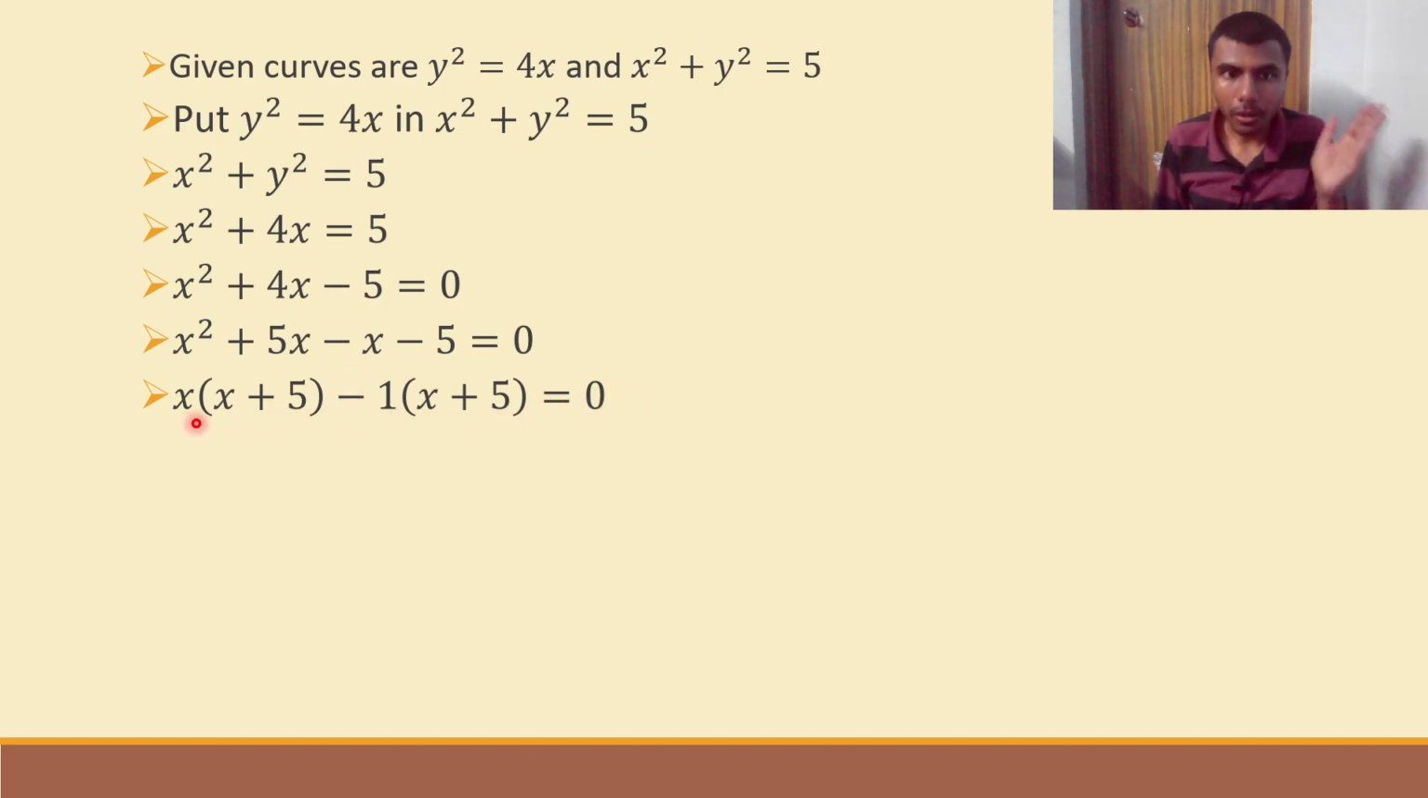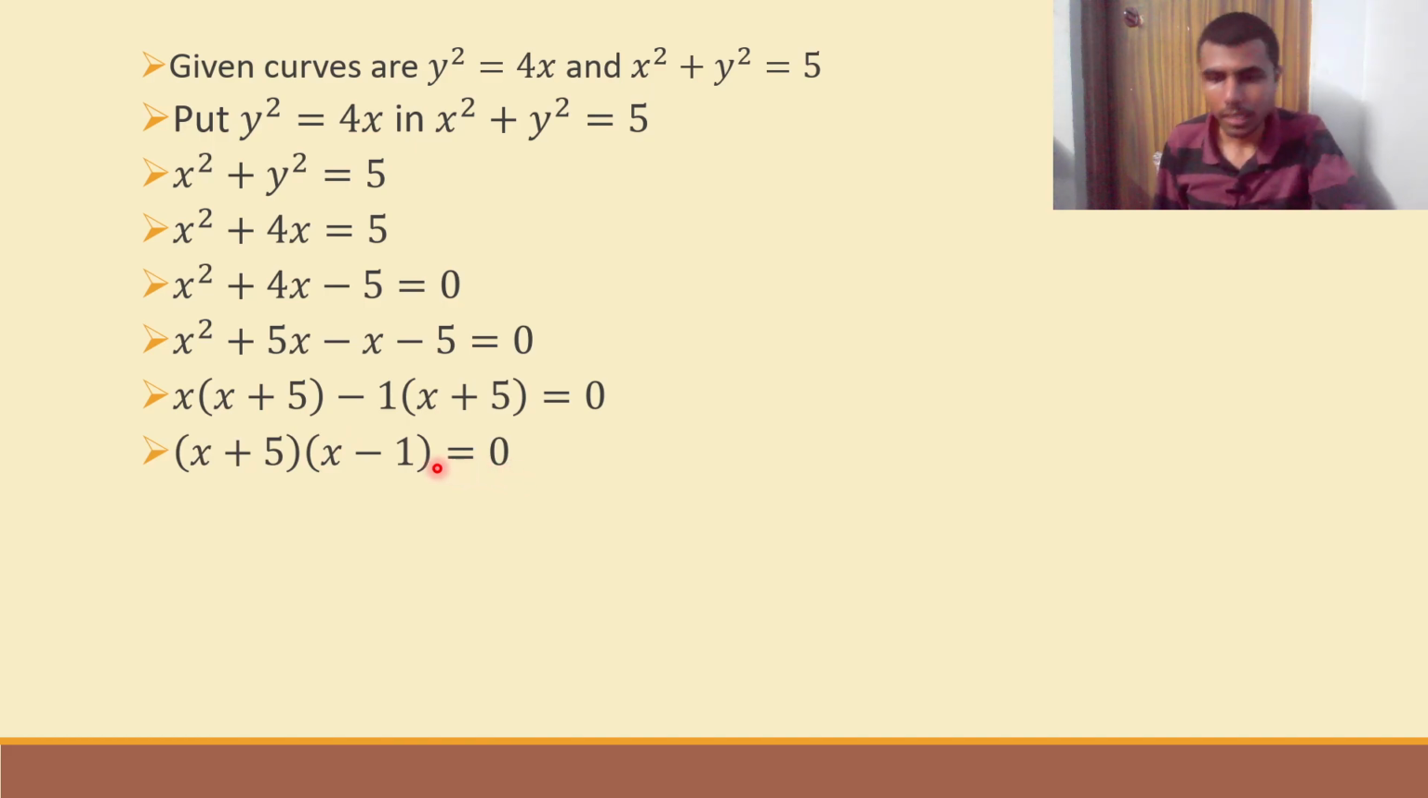Now in these two terms, take x plus 5 common. If x plus 5 is taken common, x and minus 1 will remain. So I'll get x plus 5 into x minus 1 equal to 0. So x is minus 5 or x is 1.